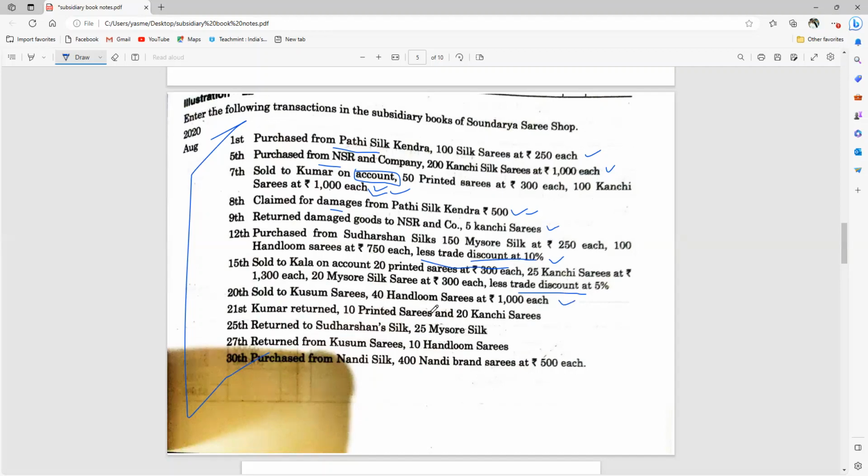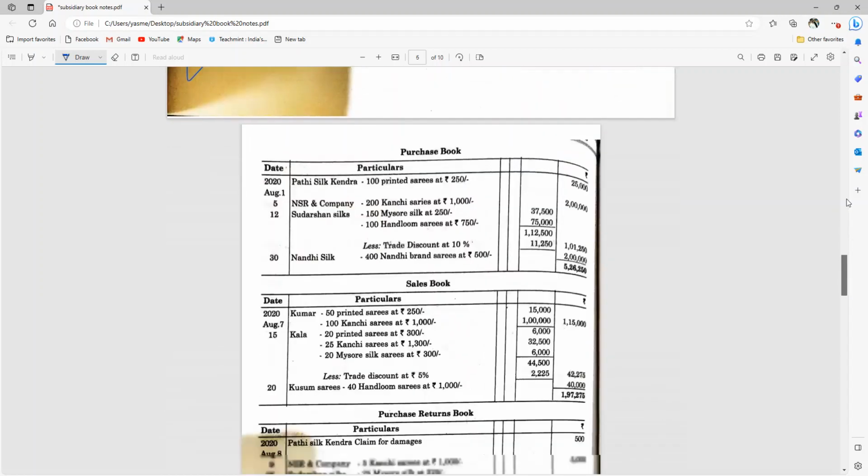Next, sold to Kala, and that trade discount here again, that is a sales book and trade discount should be considered. Sold to Kusum sarees, that is a sales book. Kumar returned 10 printed sarees and 20 kanchis, this is a sales return. Return to Sudarshan Silks, this is a purchase return, and we have to consider less trade discount at 10% again. And return from Kusum sarees, 10 handloom sarees, this is a sales return. Okay, next, purchase from Nandi Silks, 400 Nandi brand sarees, this is purchase book. So this is about the subsidiary books of the Saree Shop.